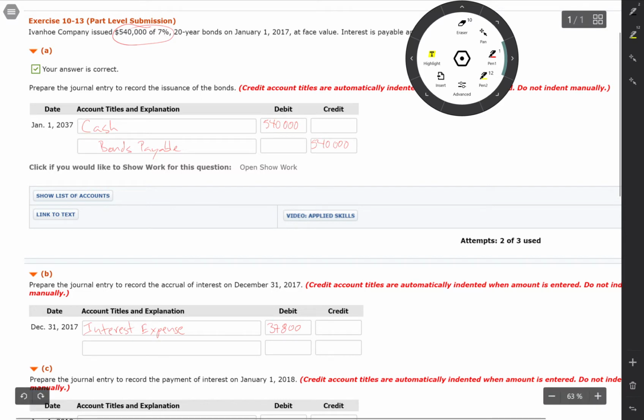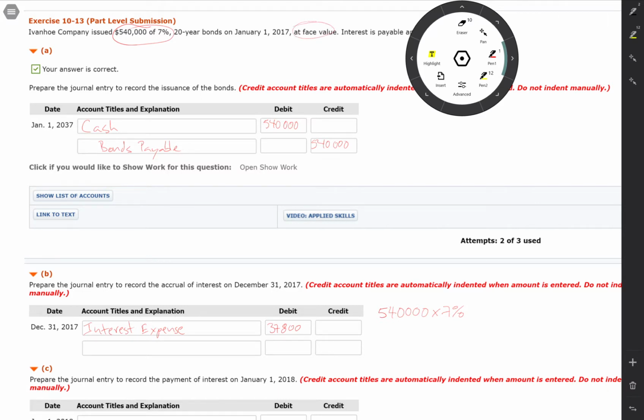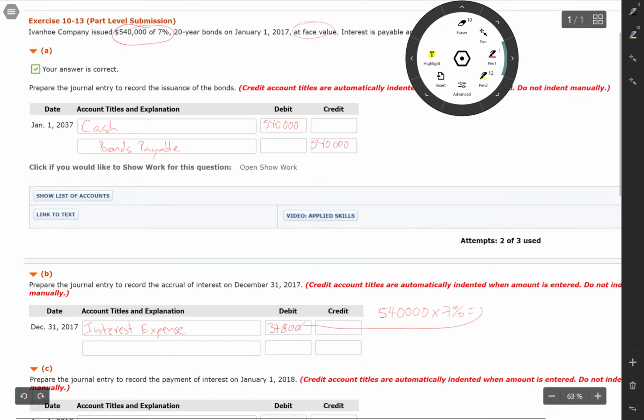So we're going to multiply the full amount of the bond of $540,000 times 7%. And we do that because we are doing it at face value, so there's no premiums to add onto this calculation. And the result of this, as I have already stated, is $37,800. And we will credit the interest payable account for that same amount.